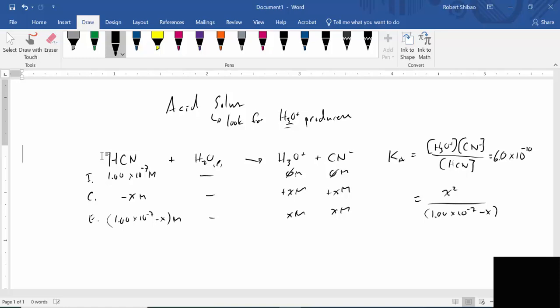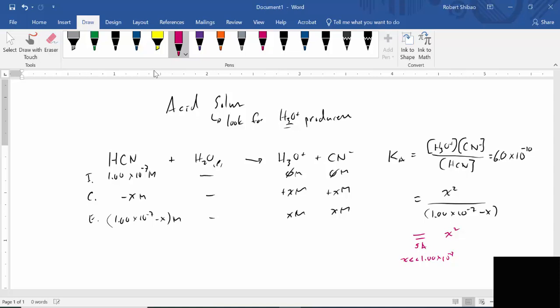The other reason we want a small change is because then the simplifying assumption is more likely to work. If it were a big change, the simplifying assumption would for sure fail. And so in this case, I'm going to say that x is much smaller than 1.00 times 10 to the minus 7.